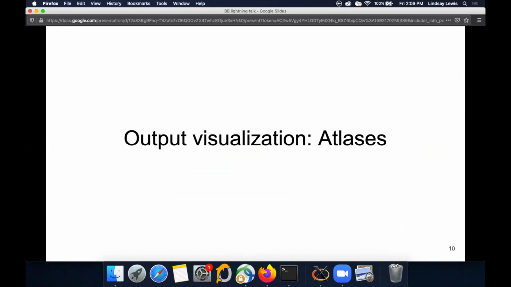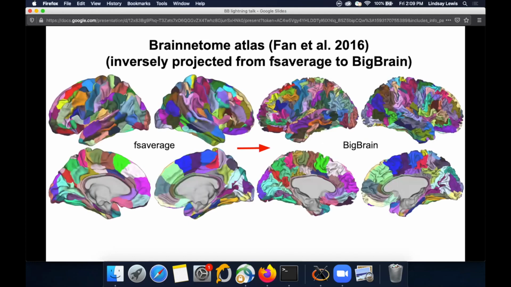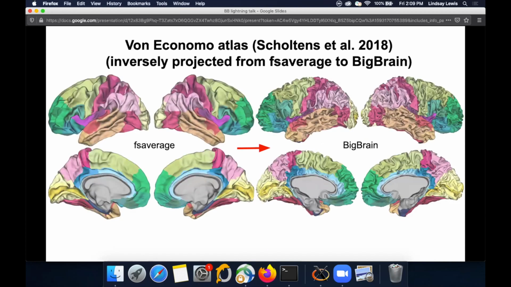Following registration, we can inversely project atlases from FSLR or FS average back to BigBrain. For example, here I'm showing the HCP MMP atlas from Glasser and colleagues 2016, projected from FSLR back to BigBrain. We can do the same thing for Brainnetome, which is defined in FS average, back to BigBrain. And also von Economo, again, back to BigBrain from FS average.